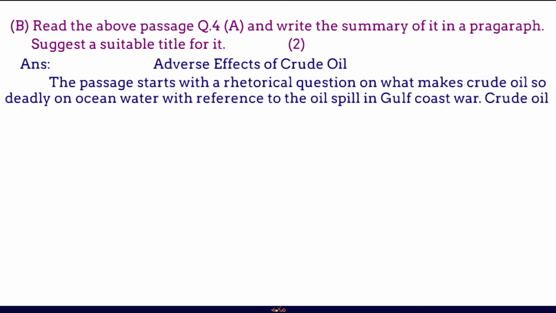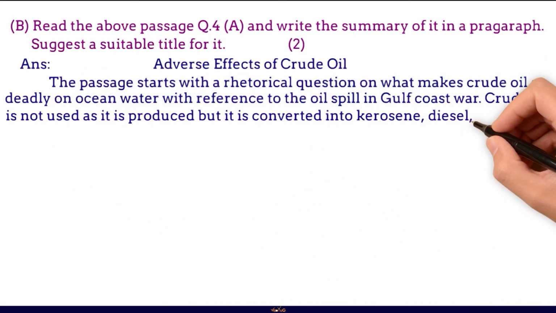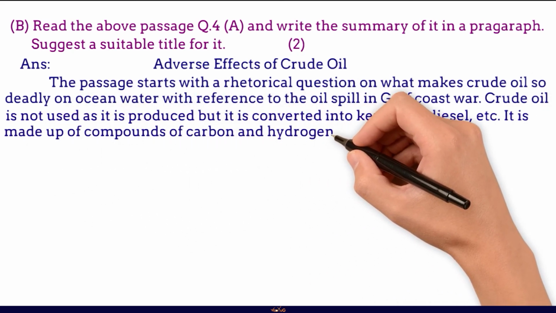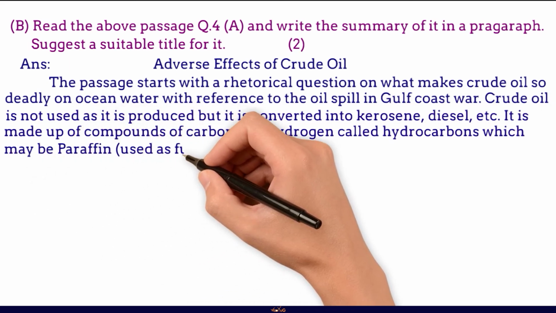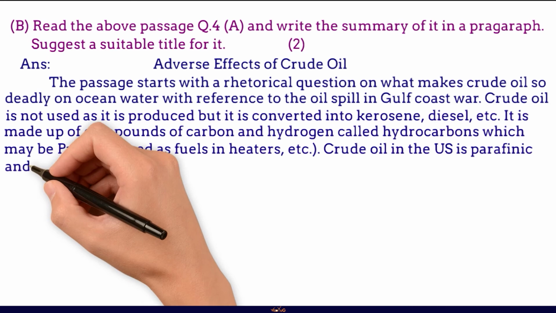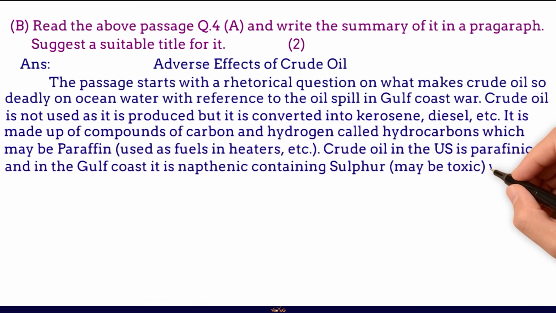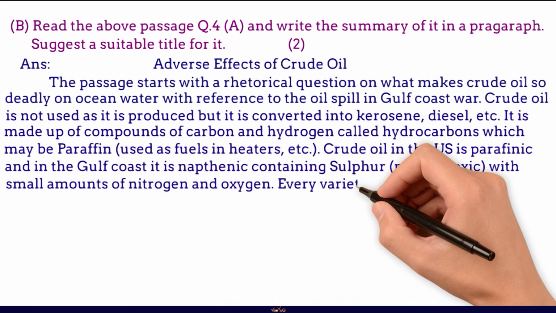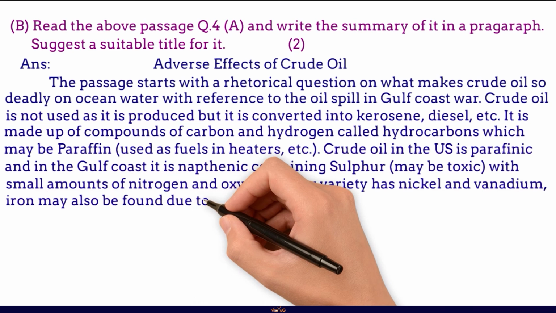Crude oil is not used as it is produced, but it is converted into kerosene, diesel, etc. It is made up of compounds of carbon and hydrogen called hydrocarbons, which may be paraffin, used as fuel in heaters, etc. Crude oil in the US is paraffinic, and in the Gulf it is naphthenic, containing sulfur, may be toxic, with a small amount of nitrogen and oxygen. Every variety has nickel and vanadium. Iron may also be found due to corrosion.